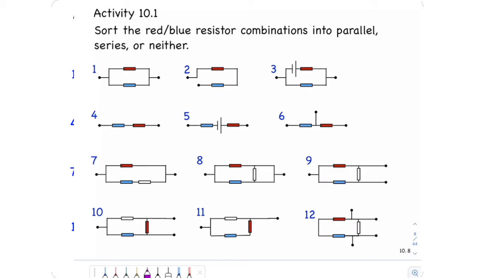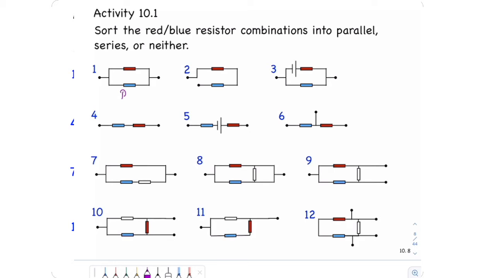Okay, let's go through these together. Some of these were pretty straightforward. I think number one was straightforward. What is number one? Number one is parallel. How about number two? Two. I'm hearing neither for number two.